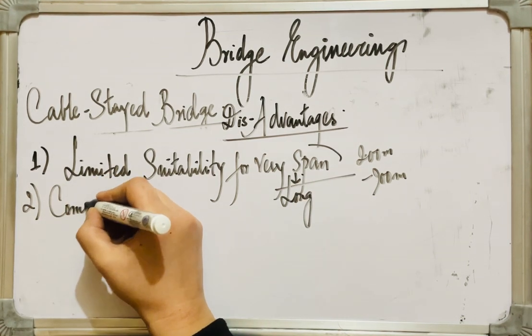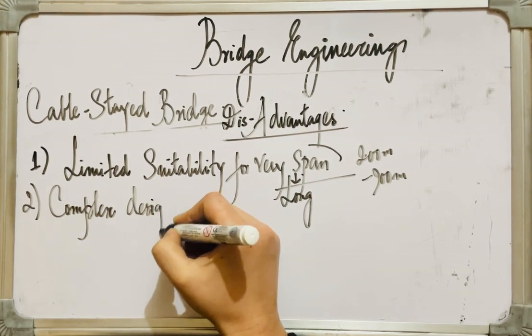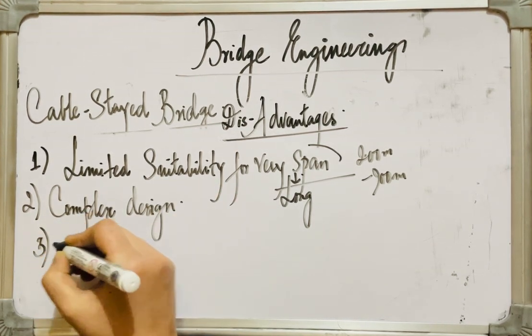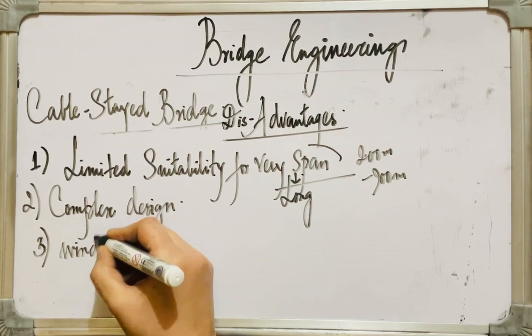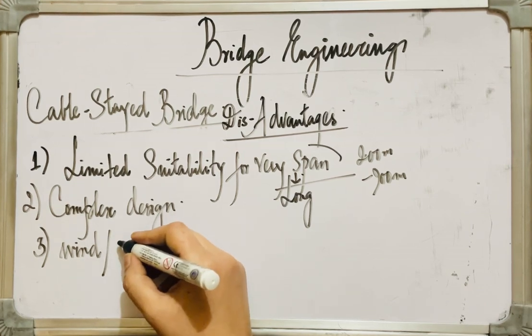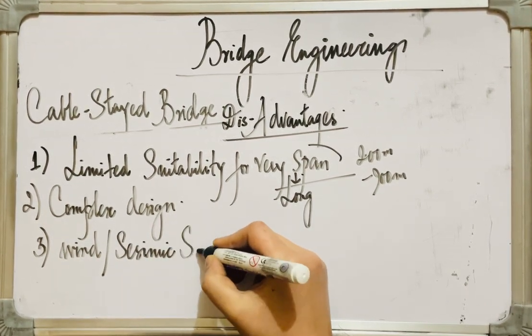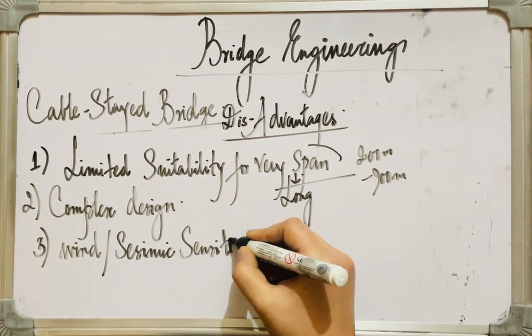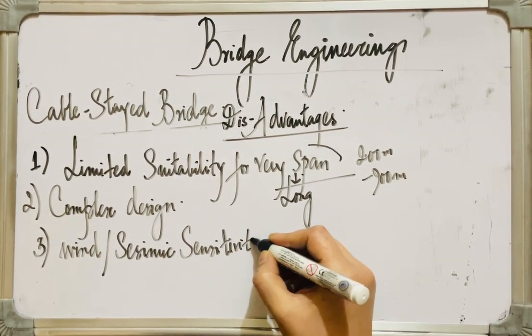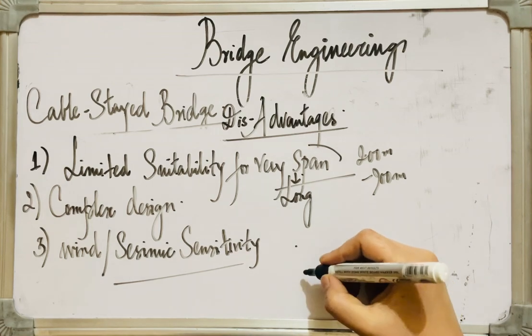Next, complex design. The designing is rather complex. This is one of the drawbacks of these cable-stayed bridges. The next one is wind and seismic sensitivity. Like all other tall structures, these cable-stayed bridges also can be sensitive to wind and seismic forces.